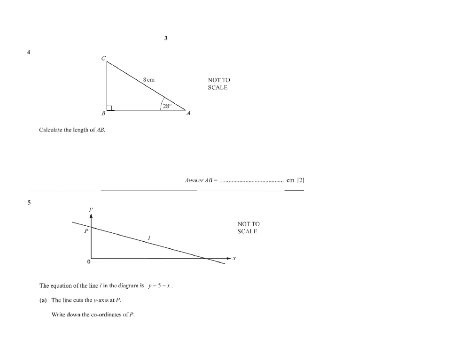Now that's a right angle triangle. The hypotenuse is 8 centimeters. We have an angle here of 28 degrees. This is a trigonometry question for 2 points. So you're going to get a point for your workings and a point for your answer.